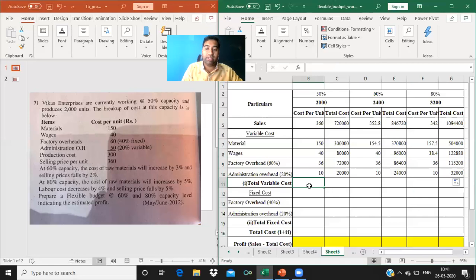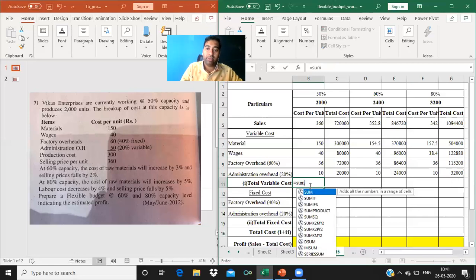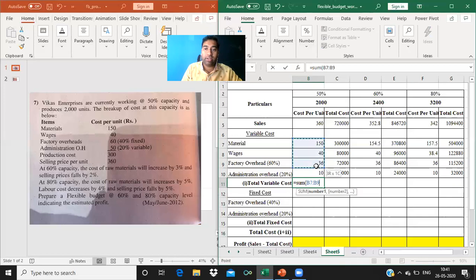Next step is very simple. We are going to find the sum of material, wages, factory overhead and administration overhead at all levels of activity. We are done with the total variable cost now.